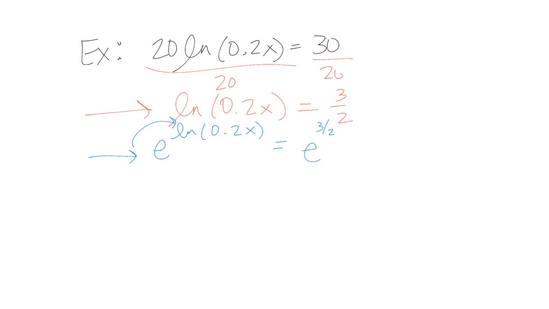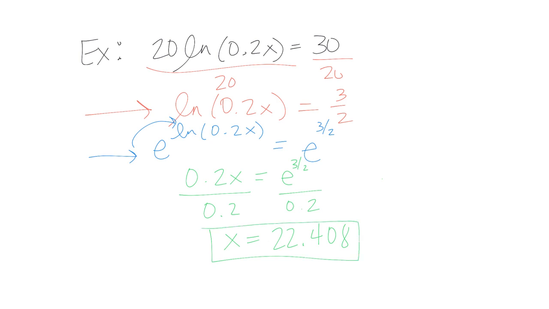All right, so that's going to invert itself and we'll be left with 0.2x equals e to the 3/2. And we still want to get x by itself, so I'm going to divide by 0.2 and I get x equals 22.408 from our calculators. And like I said before, we will have to substitute this back in to make sure that it's correct. So that's going to be my last step here, is my check.